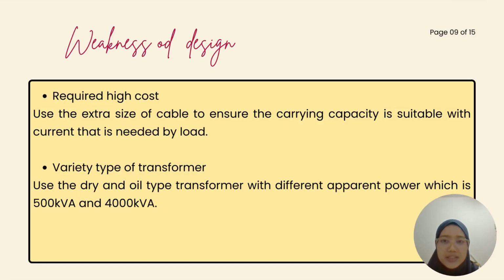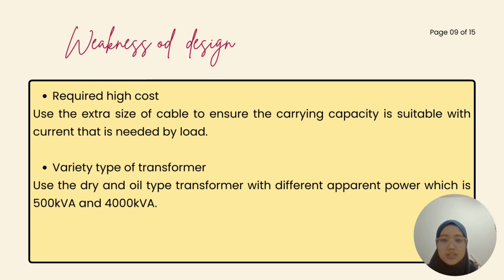Okay, while we were doing this project, we found several weaknesses of this design. The first one is that it requires a high cost because it uses an extra size of cable to ensure the carrying capacity is suitable with the current needed by the load. Next, it uses a variety of transformer types. It uses dry and oil type transformers with different power ratings, which is 500 kVA for the smaller load and 4000 kVA for the biggest load.